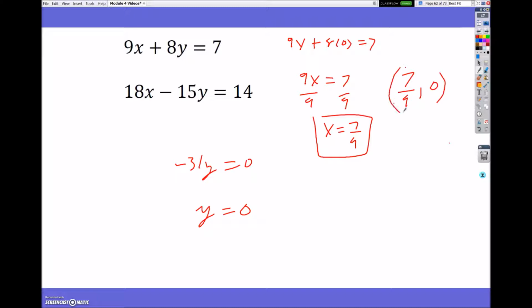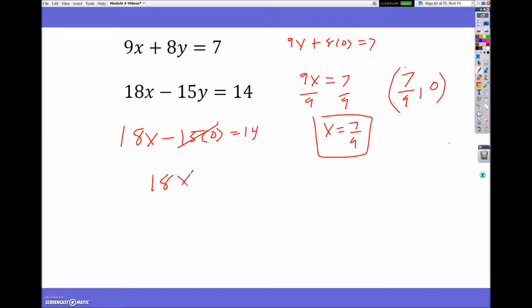And just in case, since it's a weird answer, you want to double check your work, you can always plug it in the other one to make sure you still get the same answer. So on this one, I look for y. I plug in 0 there for y. This would be 18x minus 15 times 0 is equal to 14. This cancels, and I'm left with 18x equals 14. And if I divide both sides by 18, I'm going to get x is equal to 7 over 9 as well.